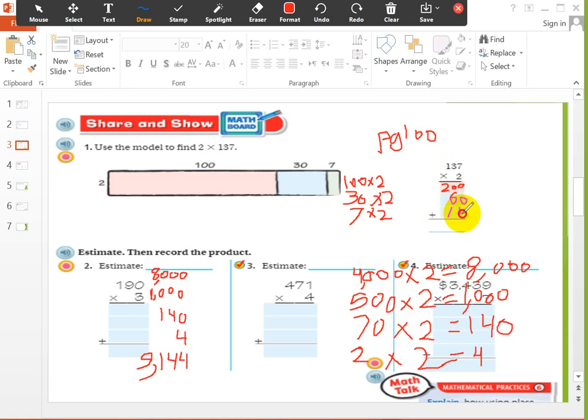So I have to order all numbers or all answers. After that, what I have to do? I have to add all answers. Okay. 0 plus 0 equals 0. 0 plus 4 equals 4. Okay? So the ones here 4. Now 0 plus 6 equals 6. 6 plus 1 equals 7.